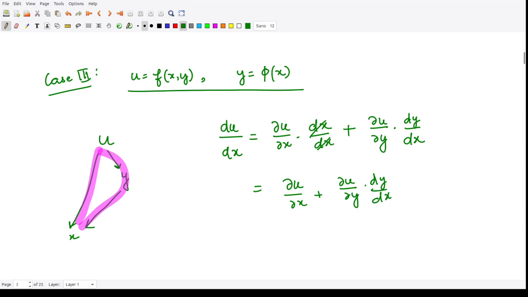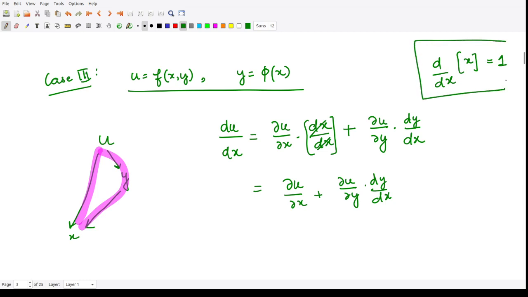And actually you cannot cancel these because they are operators and not simple dx terms. So basically what you are doing, you are operating this operator d by dx upon the variable x, so its answer is equal to 1. So you cannot cut these factors likewise. So this is what we have.